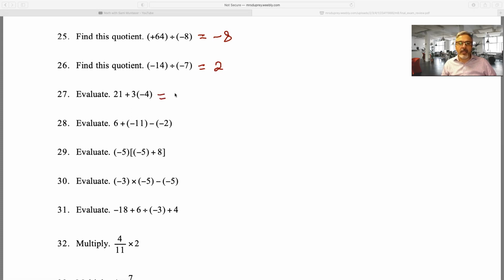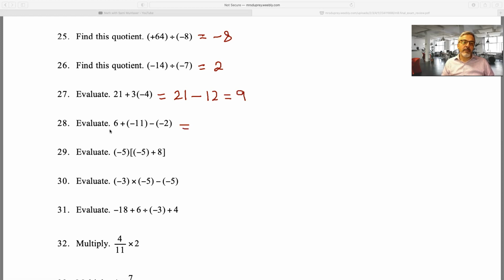Here, it's order of operations, so 21 plus 3 times -4. The positive and negative here give you a negative, and 3 times 4 will give you 12. So 21 minus 12 is 9.